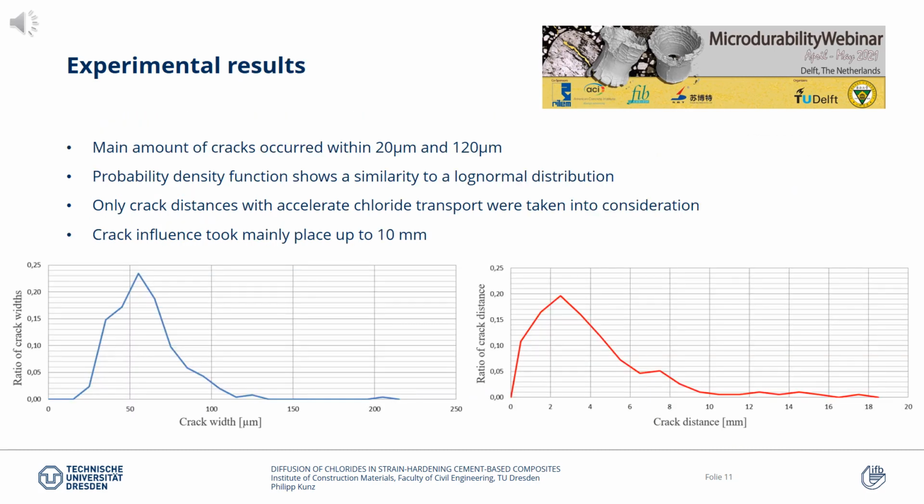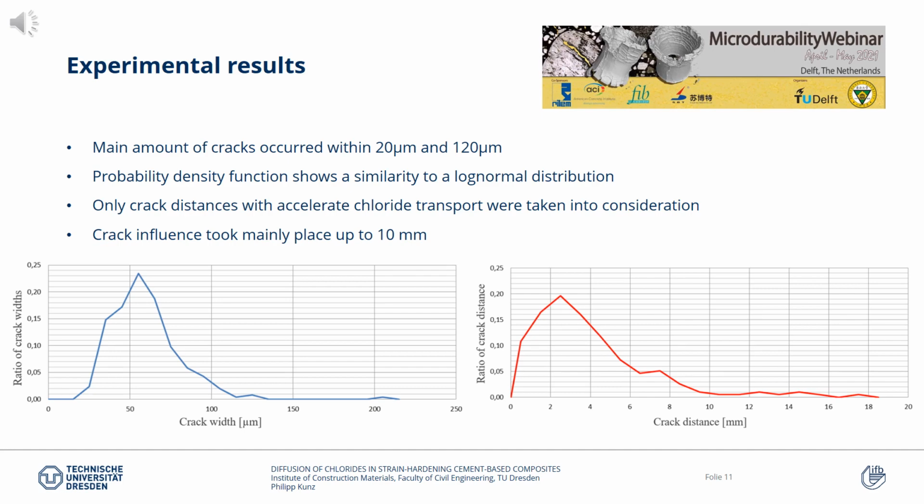Crack width distributions were evaluated combining all specimens investigated and grouped by their width, while for each group a range of 10 micrometers was set. The graph below on the left shows the empirical density function for those crack widths. As you can see in this graph, the main amount of cracks occurred within 20 and 120 micrometers. The probability density function shows a similarity to a log normal distribution, but a precise statistical description of this function was not investigated for this paper.